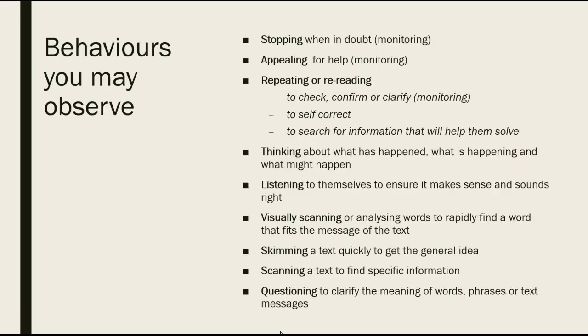Other behaviours you may observe while a child is reading are stopping when in doubt and appealing for help. Children may repeat or reread to check, confirm or clarify, to self-correct and search for information that will help them solve the word that they are stuck on. They may think about what's happening and what has happened in the text and what might happen next. They might listen to themselves to ensure that what they're saying makes sense and sounds right. They may visually scan or analyse words to rapidly find a word that fits the message of the text.